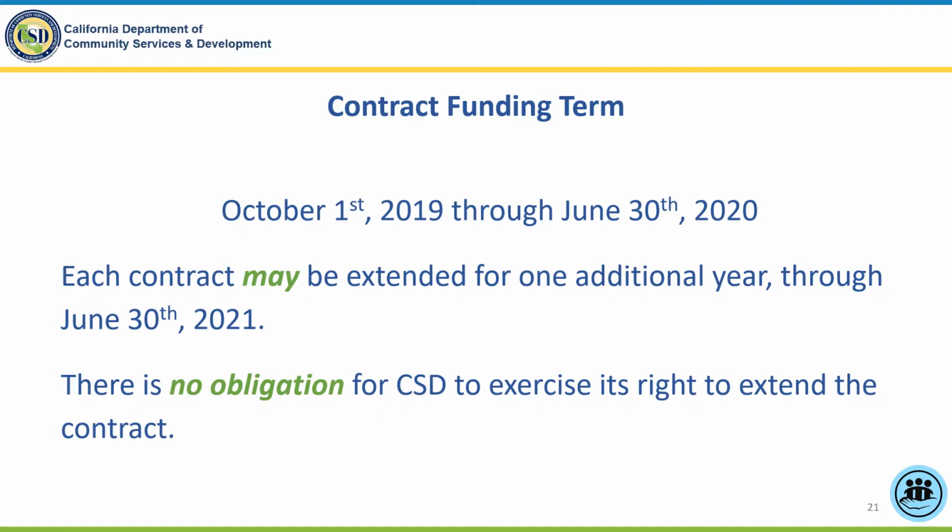The anticipated contract term for each awarded CalEITC Education and Outreach contract shall be from October 1st, 2019 through June 30th, 2020. And new for 2019, please note that at CSD's sole discretion, each contract may be extended for one additional year through June 30th of 2021, depending on funding availability. However, please understand that CSD has no obligation to exercise its right to extend the contract.